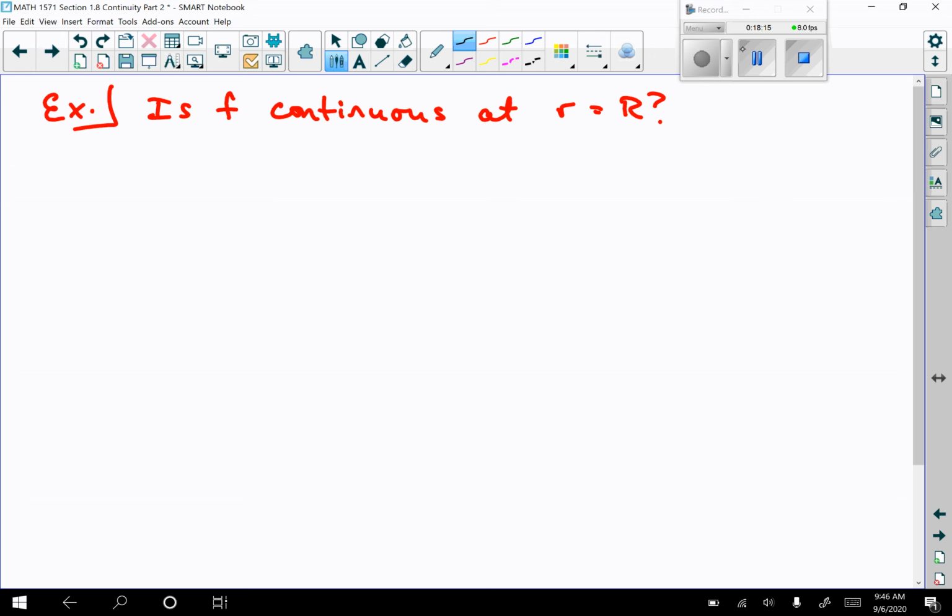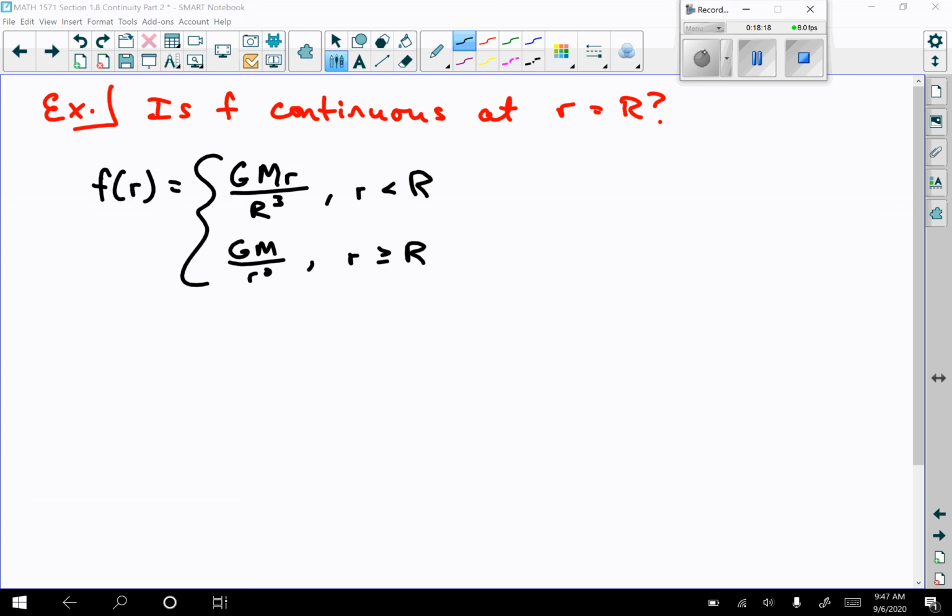All right, here we're going to take a look at another piecewise function. Let me write this up here. All right, so carefully copy this down. I know they're using a lowercase r and a capital R, so just be very careful here. But we're asking, is f continuous at r equals R? Lowercase r is just like asking at x equals r, but in this case we're using a lowercase r when it's equal to capital R.